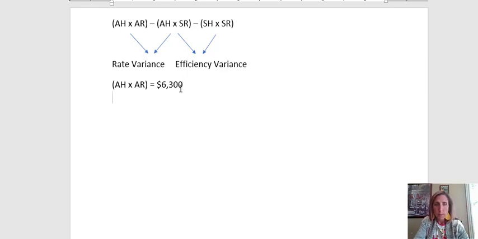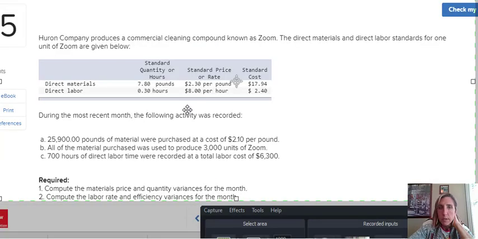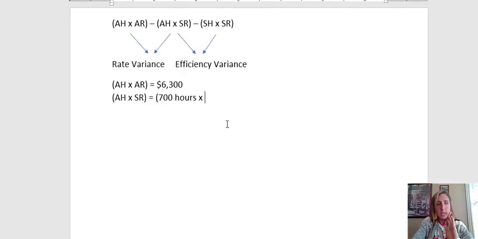So the next part of the formula says the actual hours multiplied by the standard rate is what we need to calculate. The actual hours was 700. The standard rate is found in the problem. Up here is $8 per hour. $8 per hour is what I would multiply in there and find that what they should have paid was $8 an hour for 700 hours. That would equal $5,600.